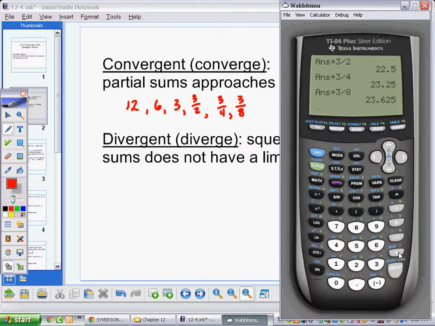The next one, if I kept going, would be plus 3 sixteenths. So I'm still in that 23 range, getting closer to 24. If I add on another one, plus 3 thirty-seconds, I'm even closer to 24. And as I continue this and go and go and go, we see that I approach the number 24. So that would be my limit, okay?